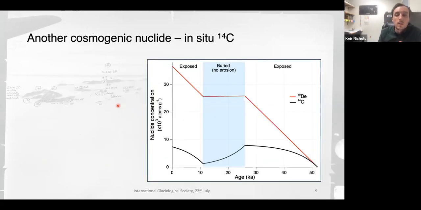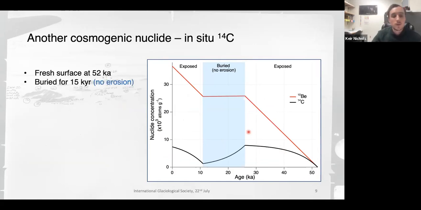So you can measure another cosmogenic nuclide called carbon-14. This is just a hypothetical scenario. We're going to start at 52,000 years in the past with a fresh surface. We've got nuclide concentration. The red is beryllium-10, which I just talked about, and carbon-14 is in black. They are buried for 15,000 years with no erosion, and then they're exposed again at 11,000 years.